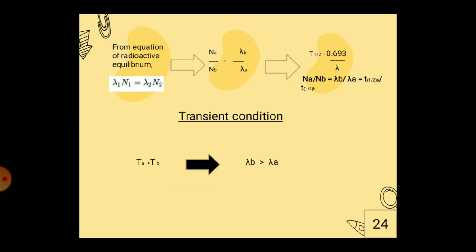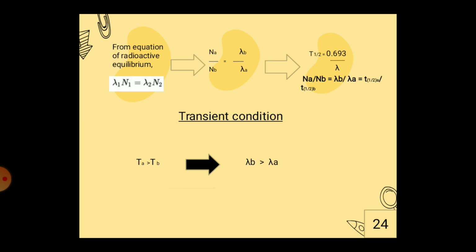So now let's move on to the derivation of transient equilibrium. Before that, we have to remember a few equations. That is the equation of radioactive equilibrium: lambda 1 N1 equal to lambda 2 N2. From this equation, here 1 represents A and 2 represents B. So we get NA divided by NB equal to lambda B divided by lambda A. And also the next equation, T half equal to 0.693 divided by lambda, which is familiar to us, and from this equation we can see that the decay constant is inversely proportional to the half-life. So from all these three equations we get NA divided by NB equal to lambda B divided by lambda A equal to T half A divided by T half B.